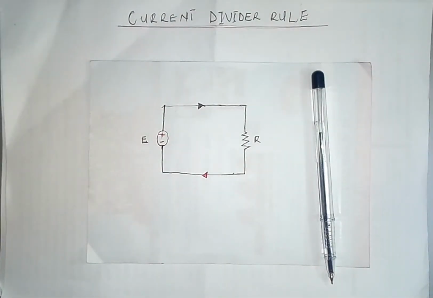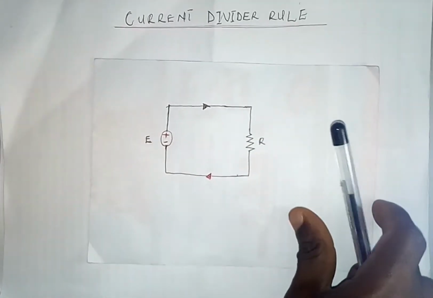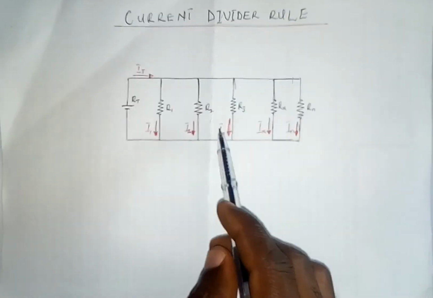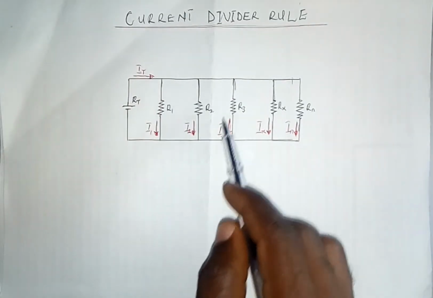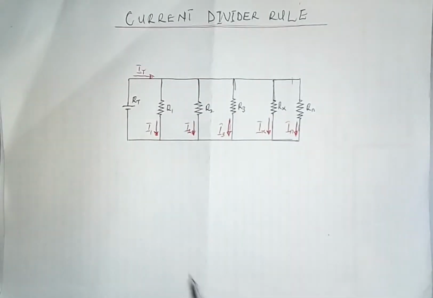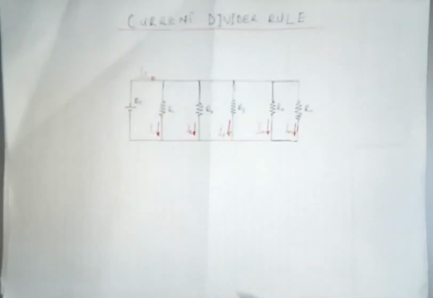This time around, we are looking at what we know as the current divider rule, which is only applicable to a parallel circuit. In parallel networks or circuits, the voltage across all parallel elements, like what we have here, is always the same. However, the current through the various elements is typically different, which is the opposite of what we have in a series circuit.